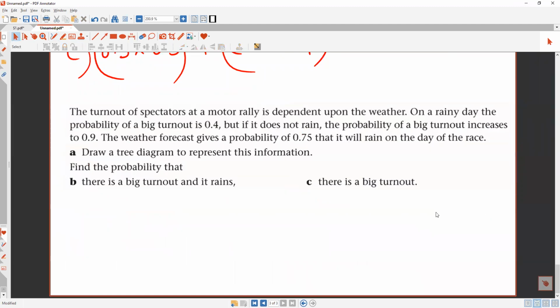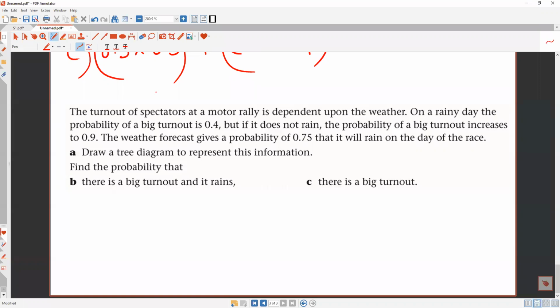Okay, they said the turnout of spectators at a motor rally is dependent upon the weather. On a rainy day, the probability of big turnout is 0.4. But if it does not rain, the probability of big turnout increases to 0.9. The weather forecast gives a probability of 0.75 that it will rain on the day of the race.